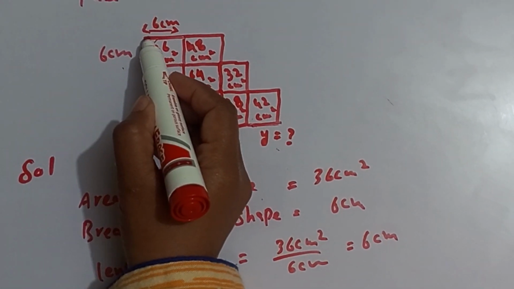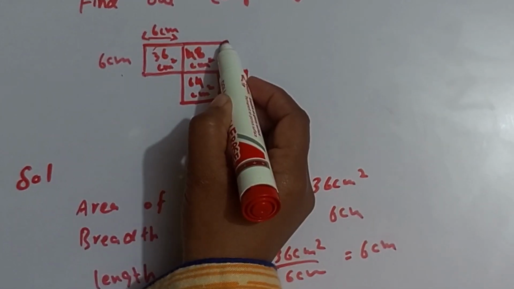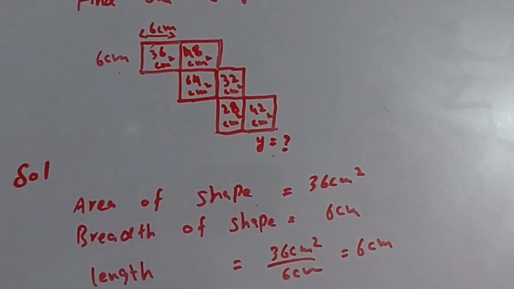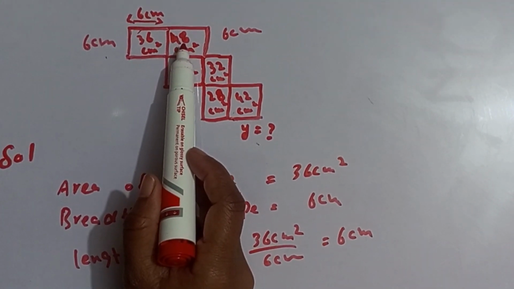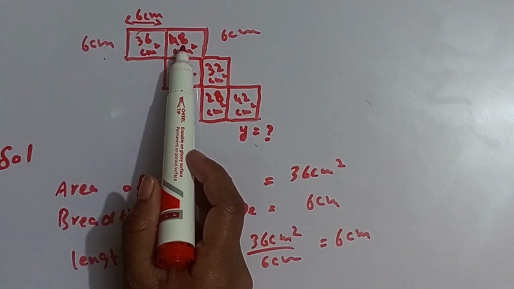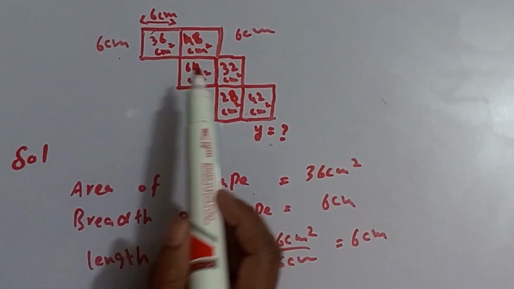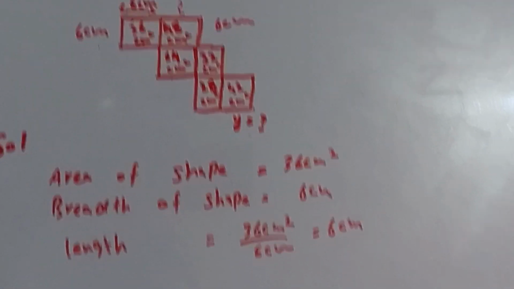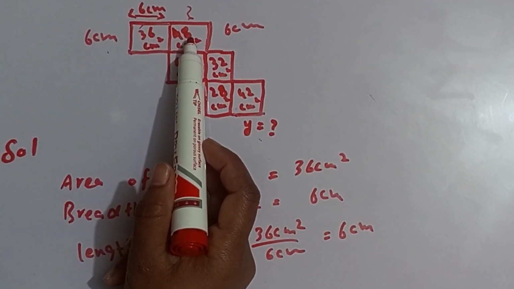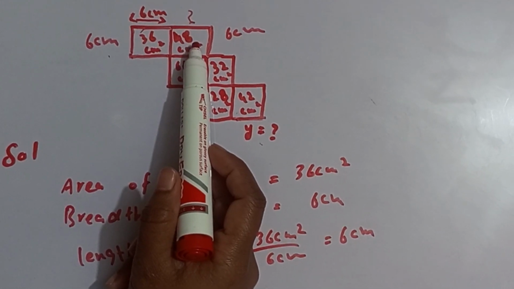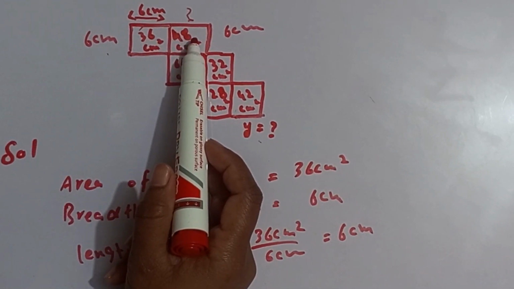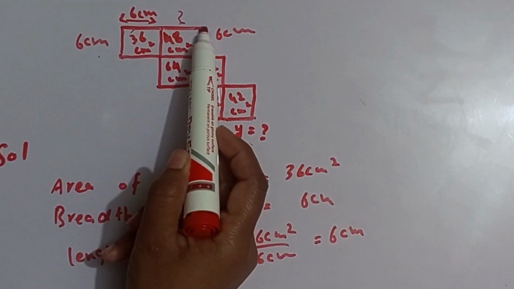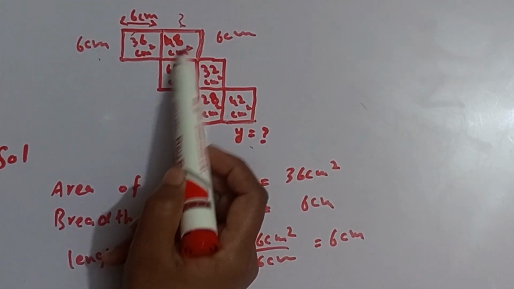Now focus on this point. If this is 6 centimeter, this implies this is also 6 centimeter because this is equal in length. Now focus on this second shape. This is maybe a rectangle or a square, but we just need the length of this side. To find it, consider this a rectangle, or you can also consider this a square, because the method to find the area of the rectangle and square is the same. We multiply this side and this side and we get the area.